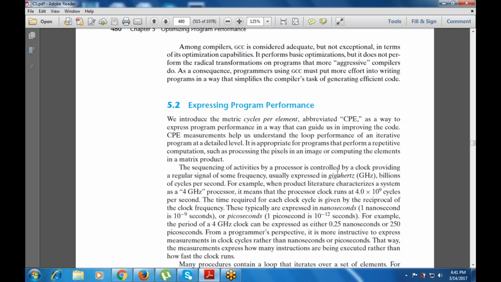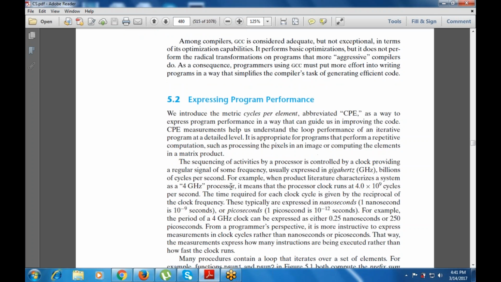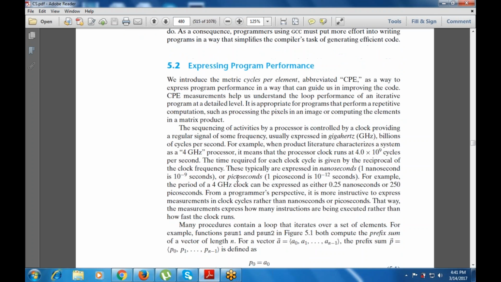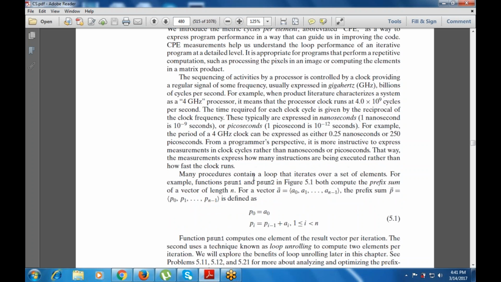And we are using gigahertz for the calculations. This typically involves nanoseconds and gigahertz. That also goes with the set of elements, whatever set of elements we are using.